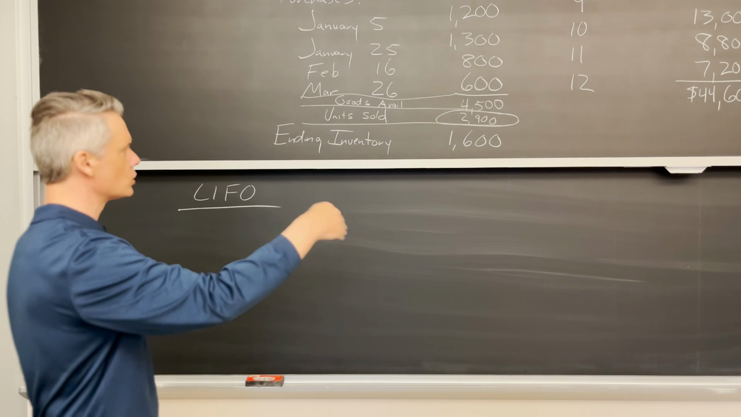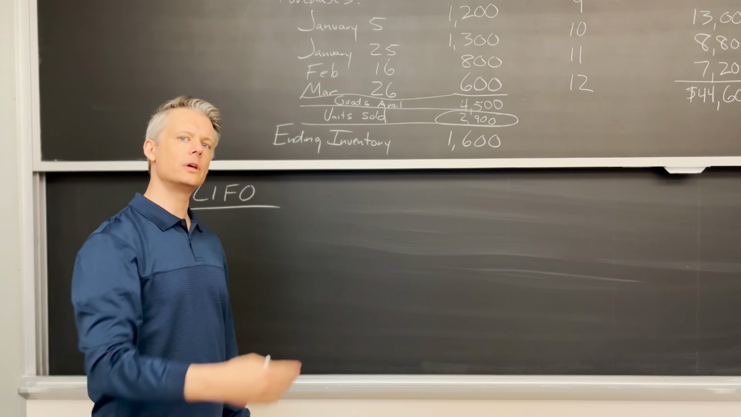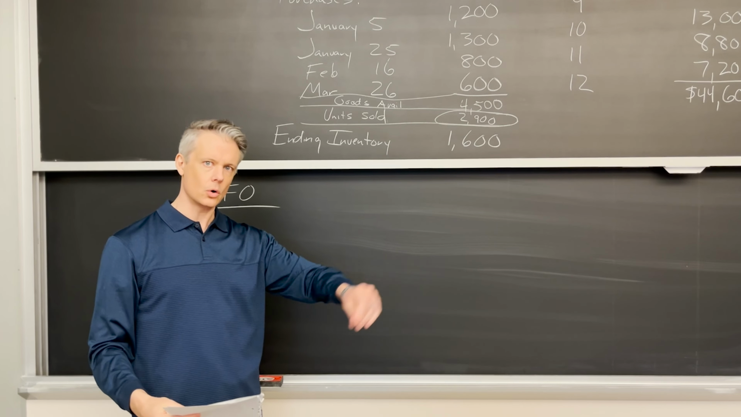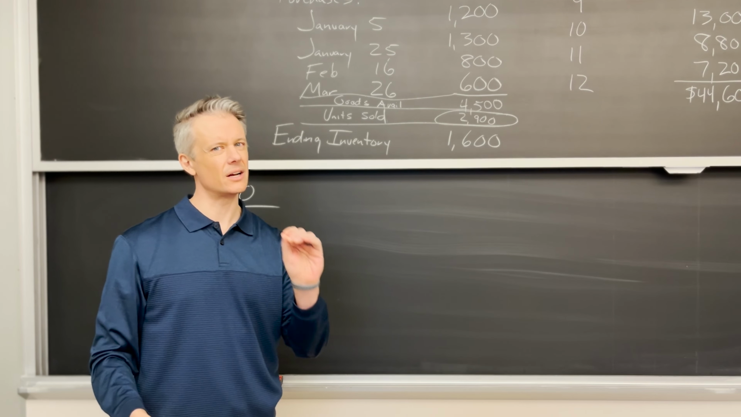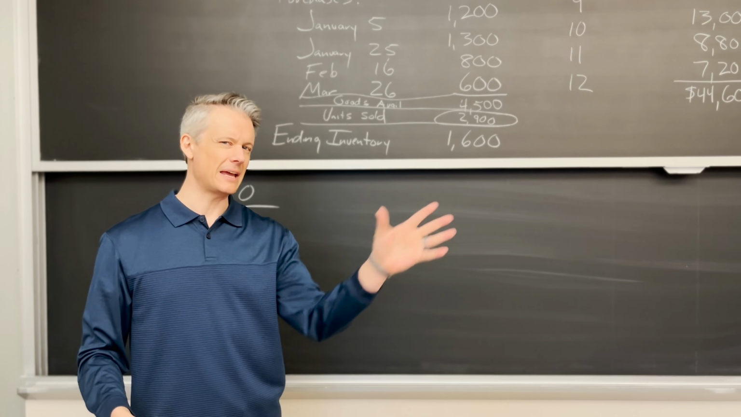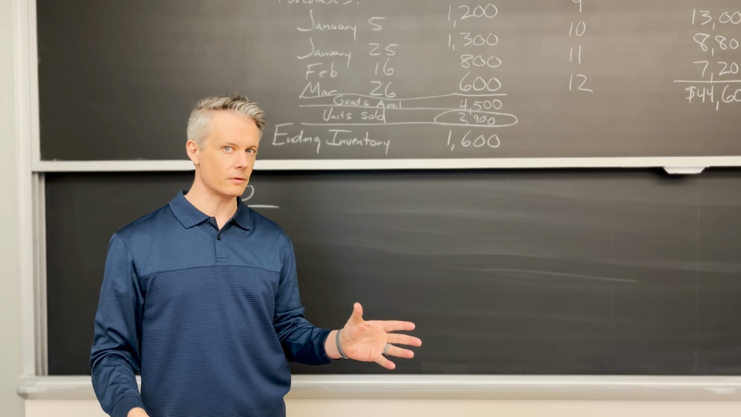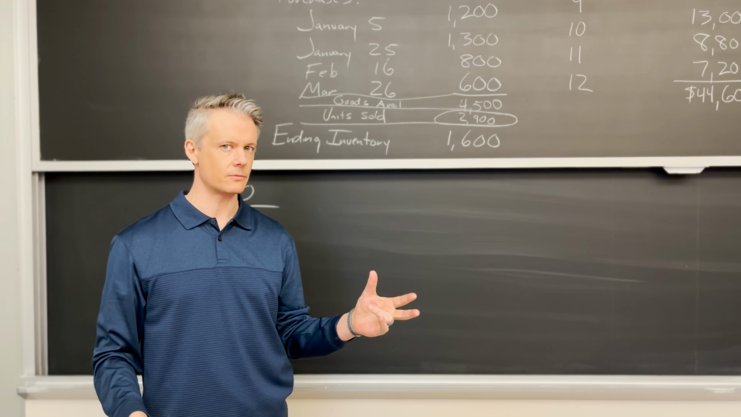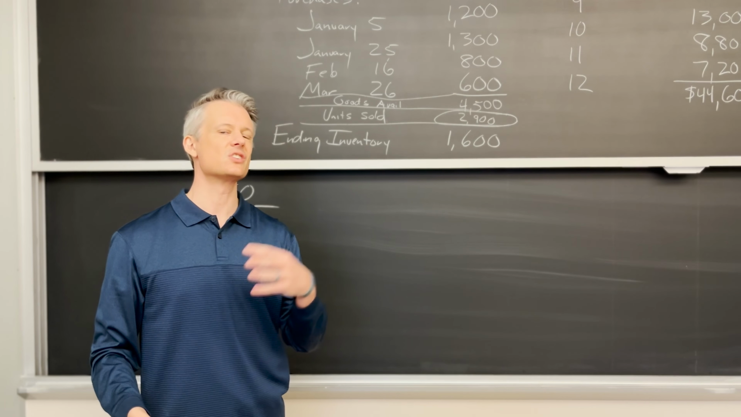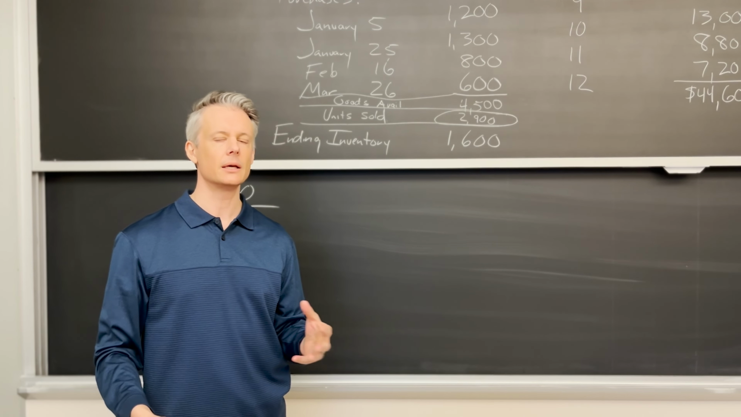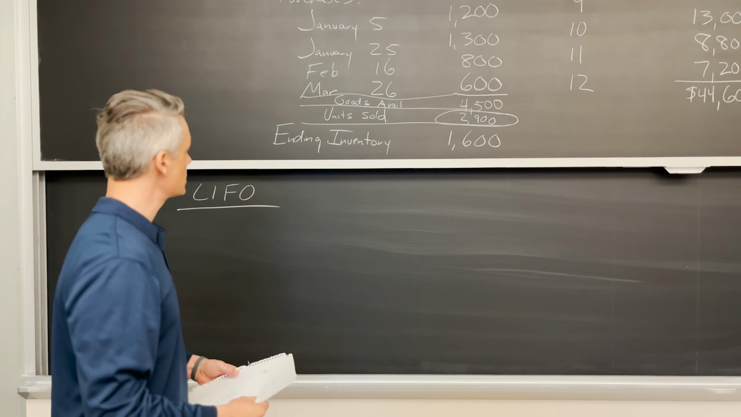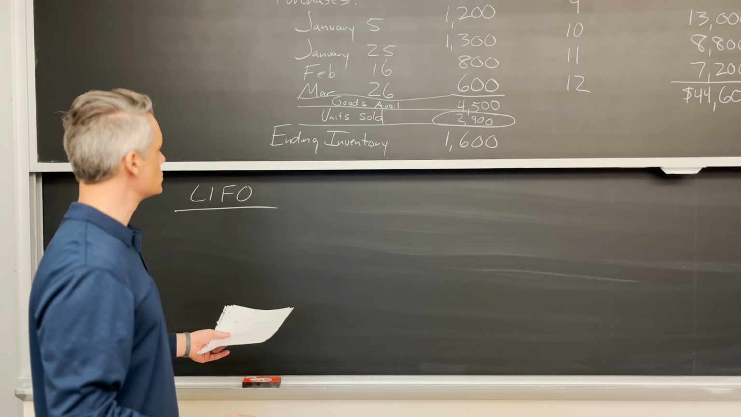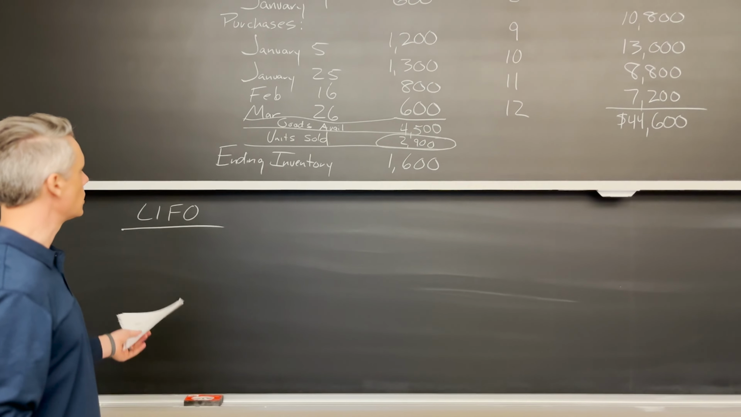Last in, first out. In other words, we assume that the last ones in, or the most recent purchases, are the ones we sell first. This may not match the physical flow of inventory, but nonetheless, we have this option for accounting purposes, and there's a number of reasons why a business may choose this method. So first, let's calculate cost of goods sold under LIFO.